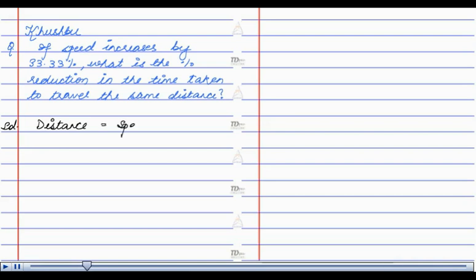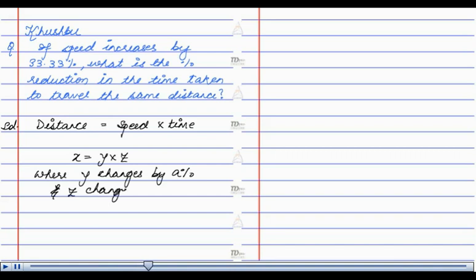speed into time. If we have an equation of the form x is equal to y into z, where y changes by a% and z changes by b%, then net change in x is given by a plus b plus ab by 100.